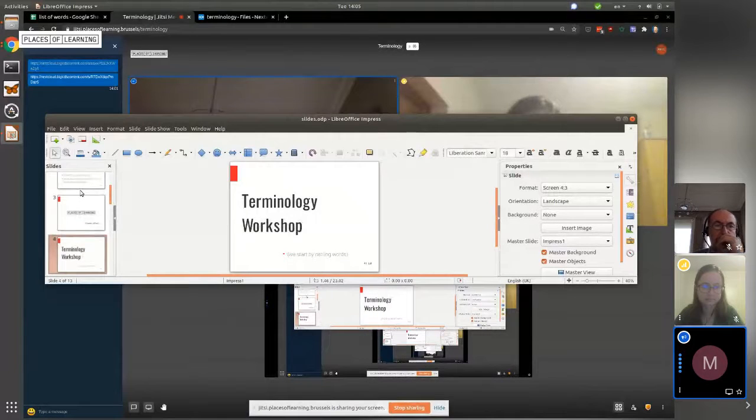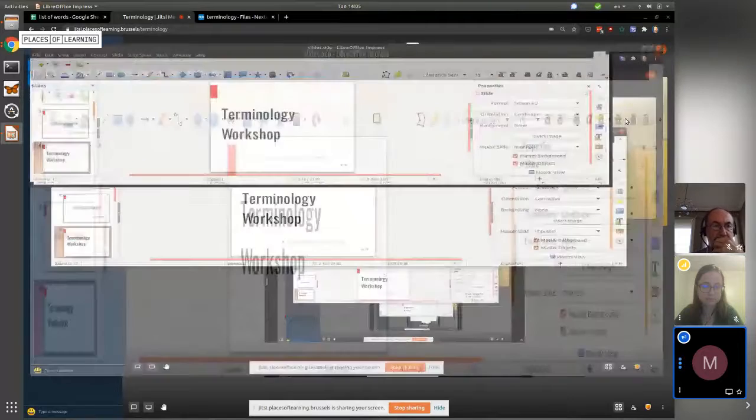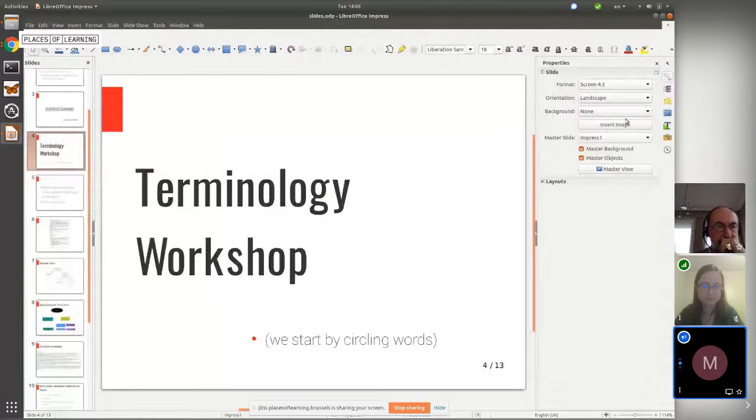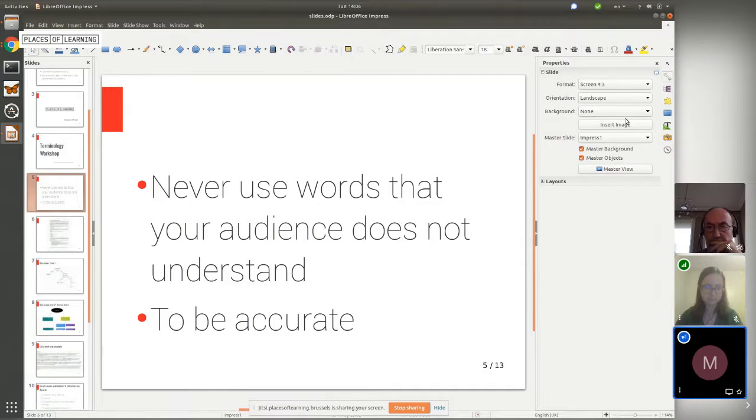So, a terminology workshop. This is going to be very practical. I would like you to leave the workshop with a very concrete methodology of how to improve a legal text, how to make it more clear for the people that are reading it. And there are two basic rules in terminology. The first one is never use words that your audience does not understand. And the second is try to be accurate in your choice of words.